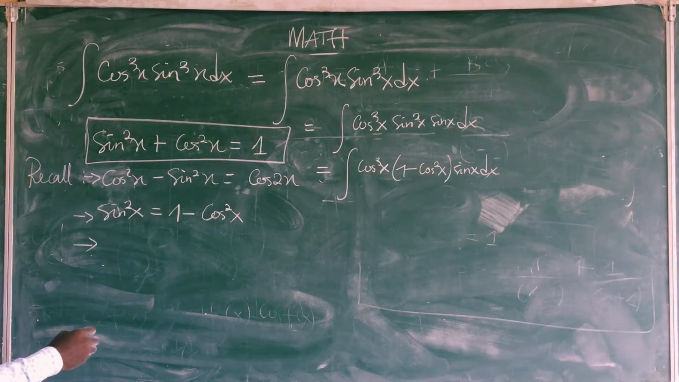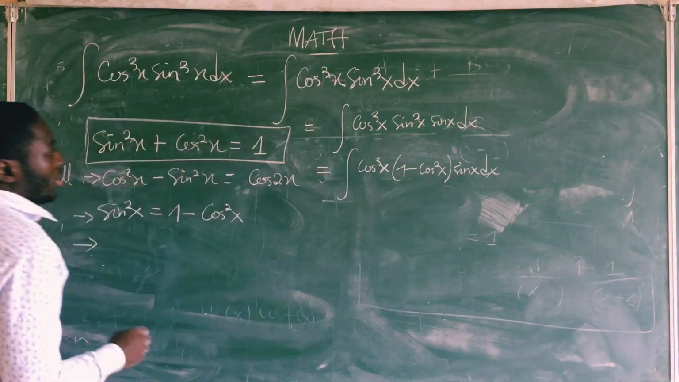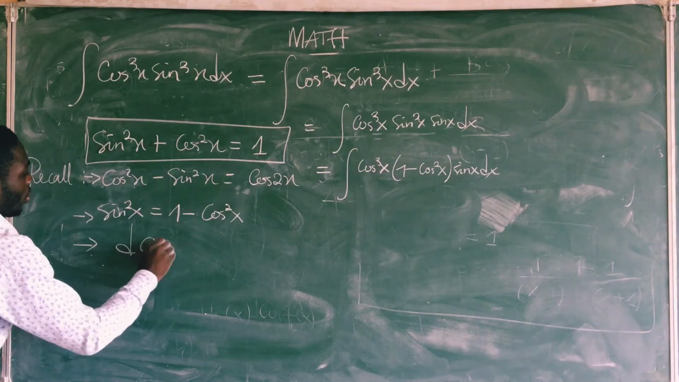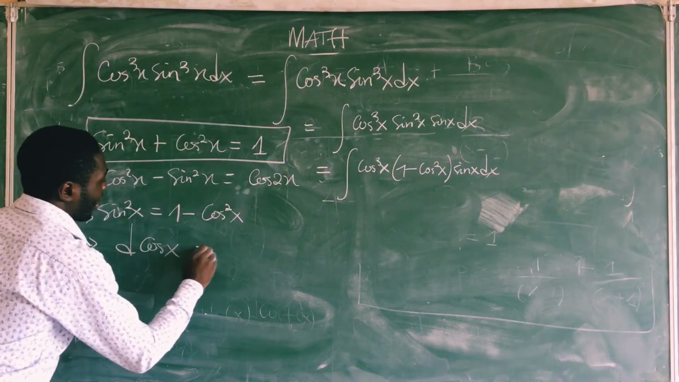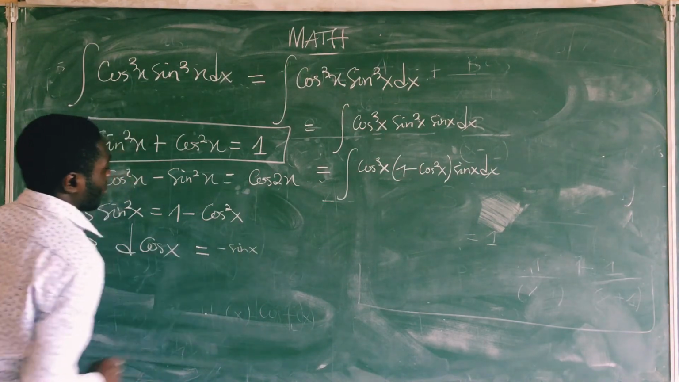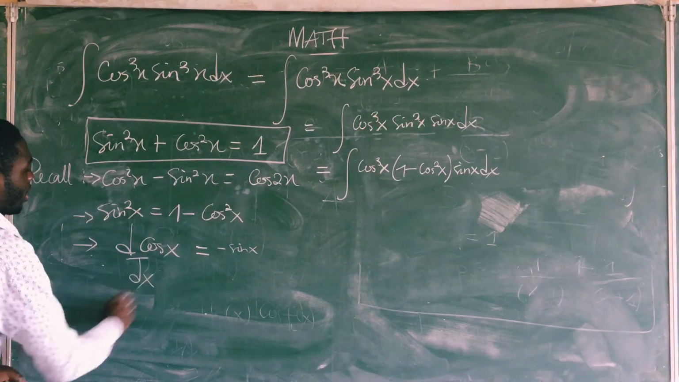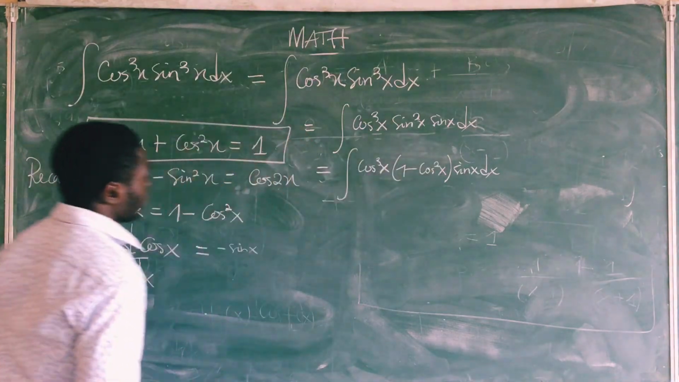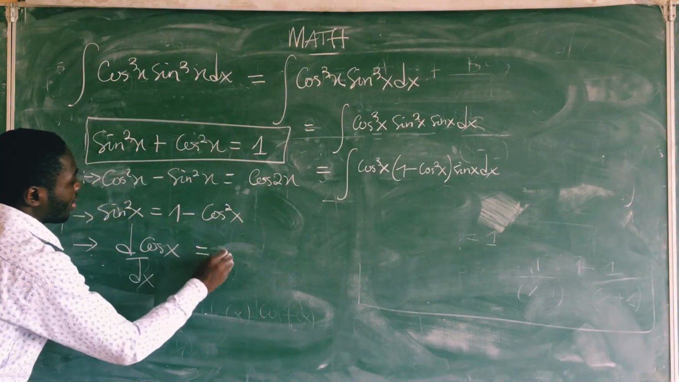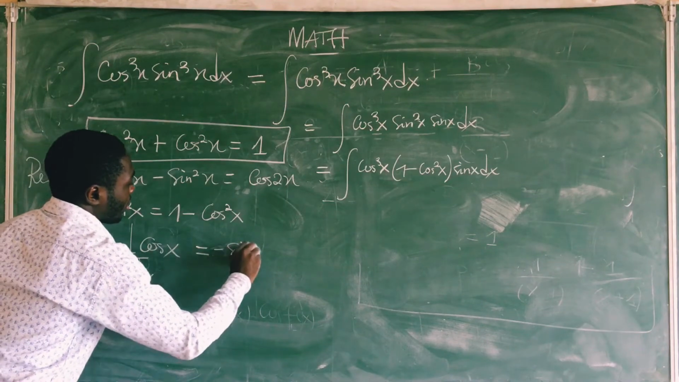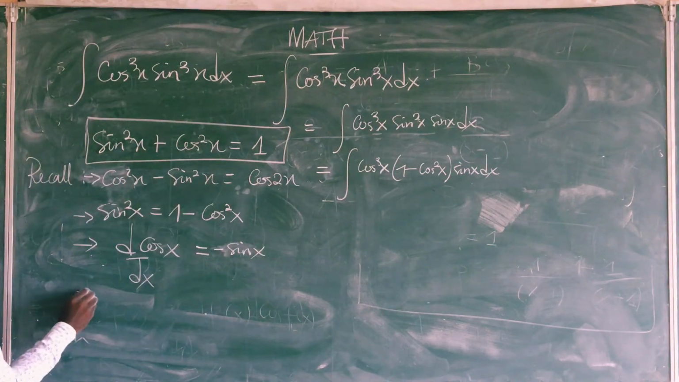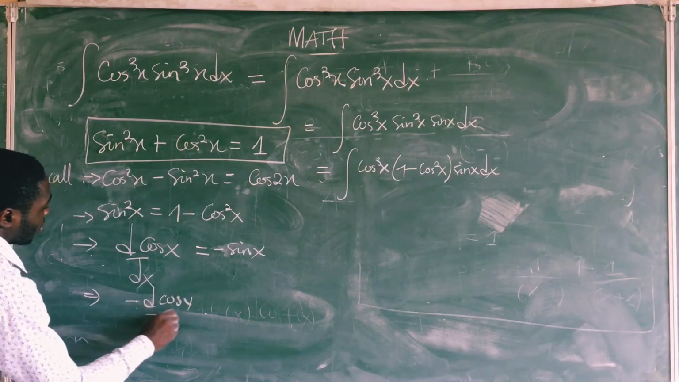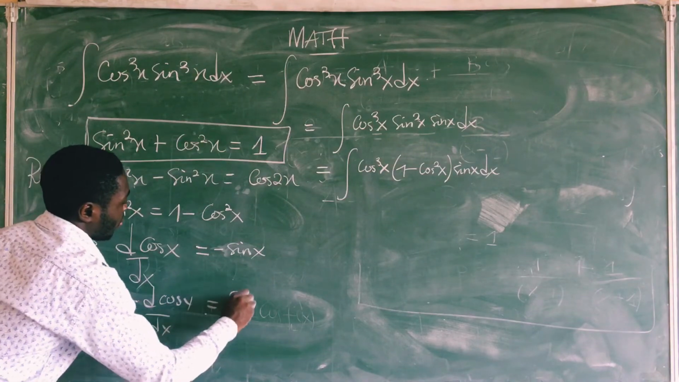Now just recall that when I differentiate cos x with respect to x, I normally have negative sine x. But here I have positive sine x, so I can simply add a negative here. If I want to have positive sine x, I simply divide both sides by negative, which implies that negative d cos x over dx is simply equal to sine x.